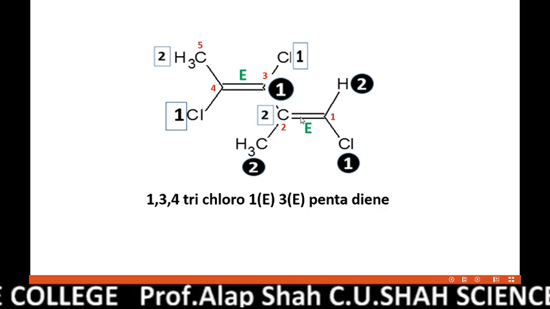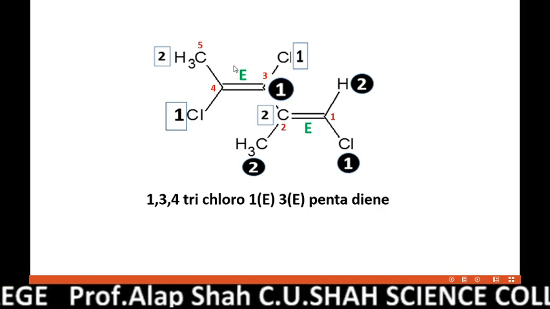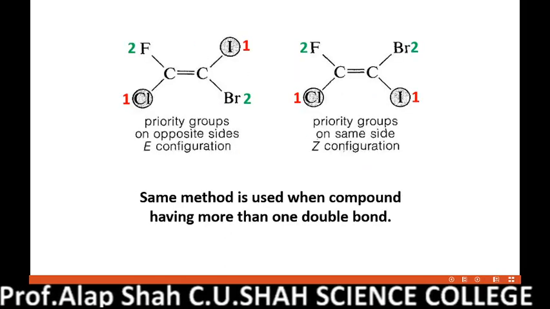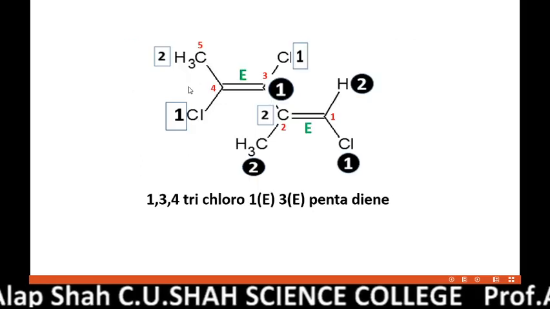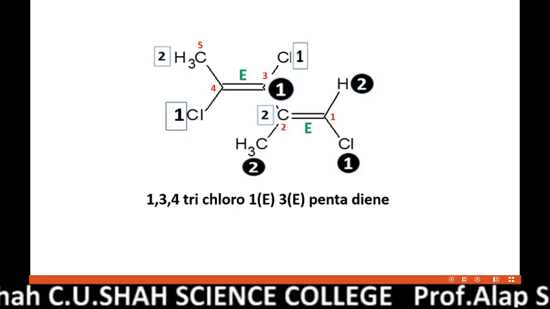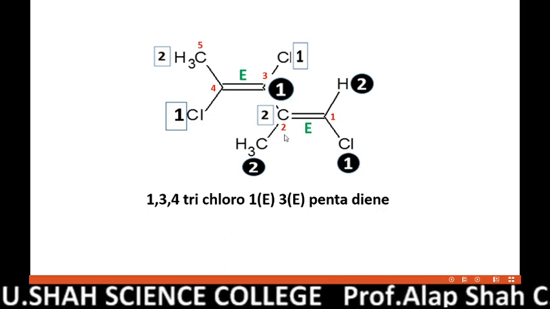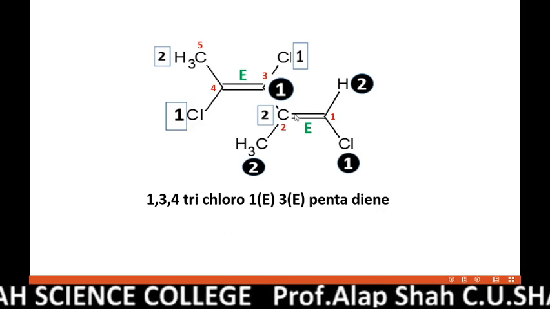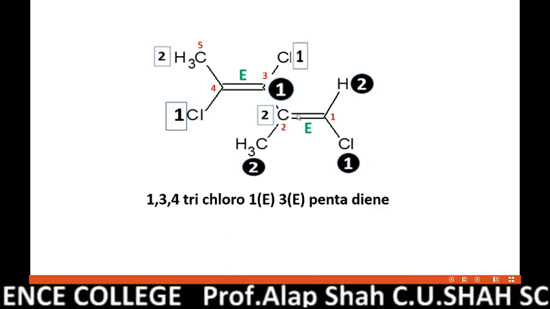So we should individually determine the configuration about this double bond as well as this double bond by the same exercise which we just did for a simple compound. That's the only thing. We will repeat this exercise twice. And you can see one more thing. To avoid ambiguity or confusion, for this double bond I have used circles, and for this double bond I have used rectangles. So first, let us determine the configuration about this double bond.